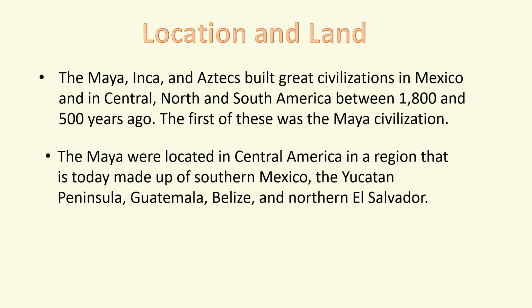Location and land. The Maya, Inca and Aztecs built great civilizations in Mexico and in Central, North and South America between 1800 and 500 years ago. The first of these was the Maya civilization. The Maya were located in Central America in a region that is today made up of southern Mexico, the Yucatan Peninsula, Guatemala, Belize, and northern El Salvador.